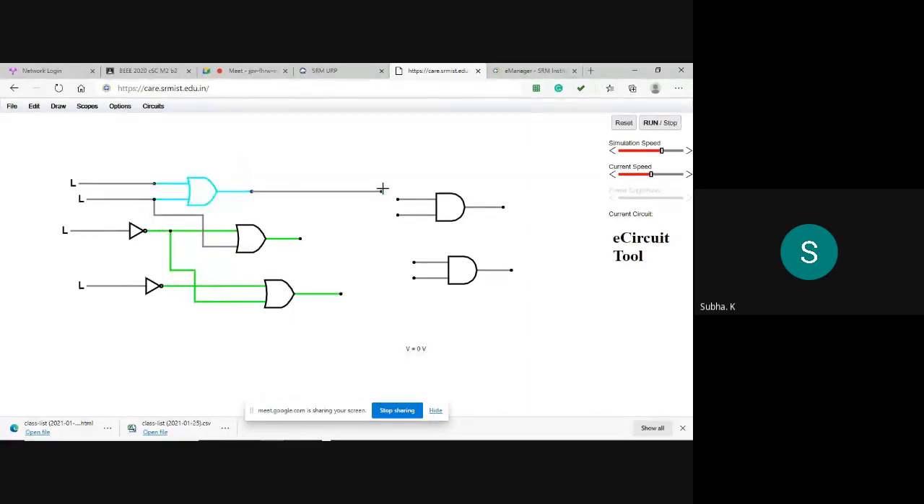Sorry, A plus D that I am connecting as an input here. Okay. Next, this one is, I think, B complement plus D. So I'm giving it.